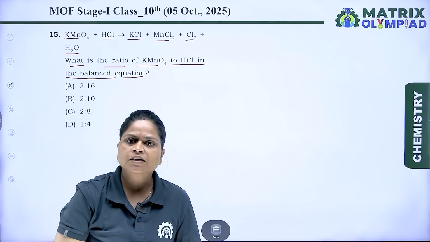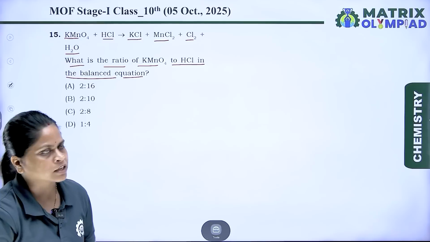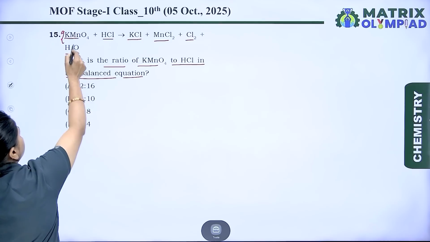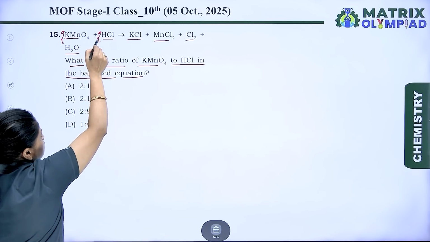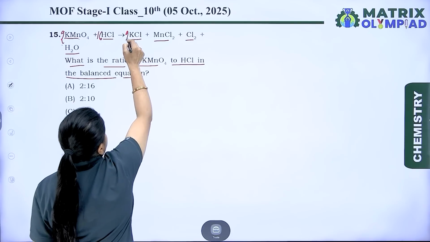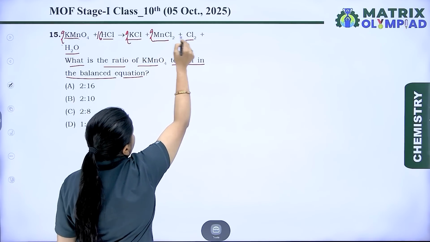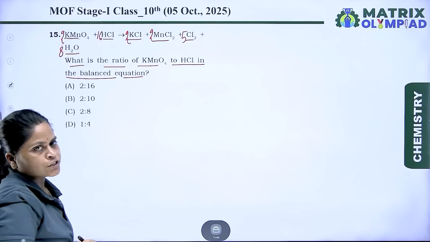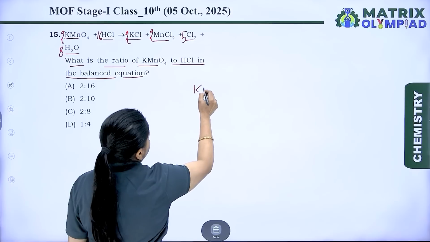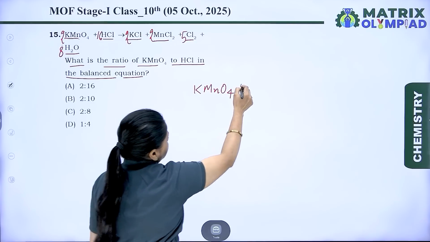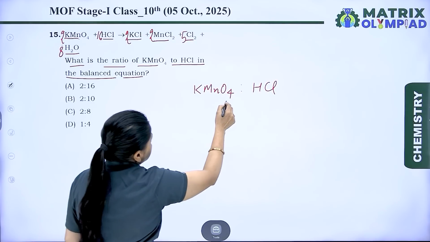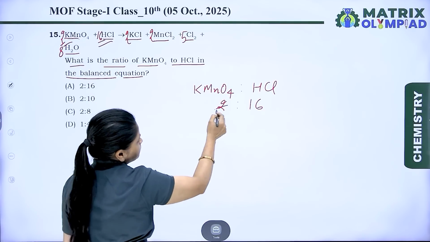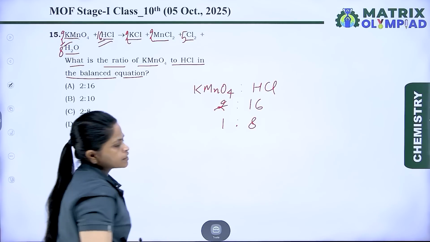So to find the ratio, we have to balance the equation. After balancing, we get the stoichiometric coefficient for KMnO4 as 2. For HCl, it is 16, and for KCl, it is 2. For MnCl2, it is again 2, for Cl2 it is 5, and then water, H2O. The ratio for KMnO4, that is potassium permanganate, and hydrochloric acid is 2 to 16, and after simplifying, we can also get 1:8.